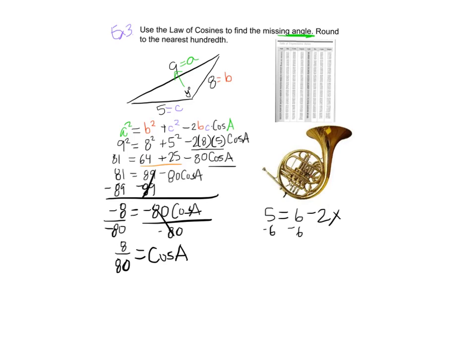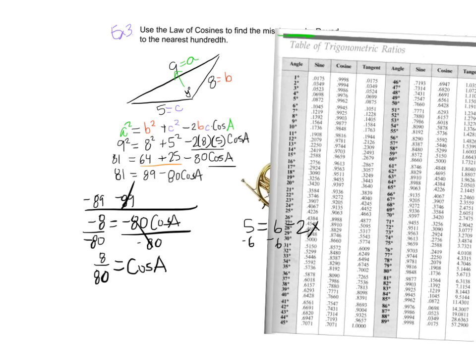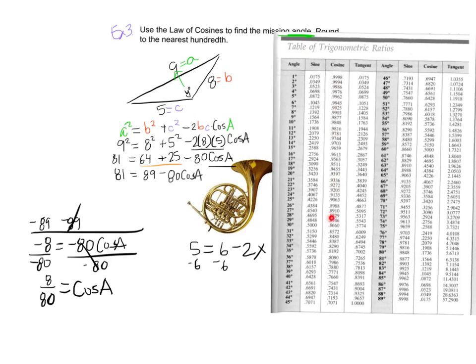Now, my question now is, can I move this over a little bit? There we go. Can I find a cosine in here that will equal the same amount as 8 divided by 80? Now, if I do the division, I actually get 0.1. So which angle will give me the cosine equaling 0.1, or the closest to 0.1?